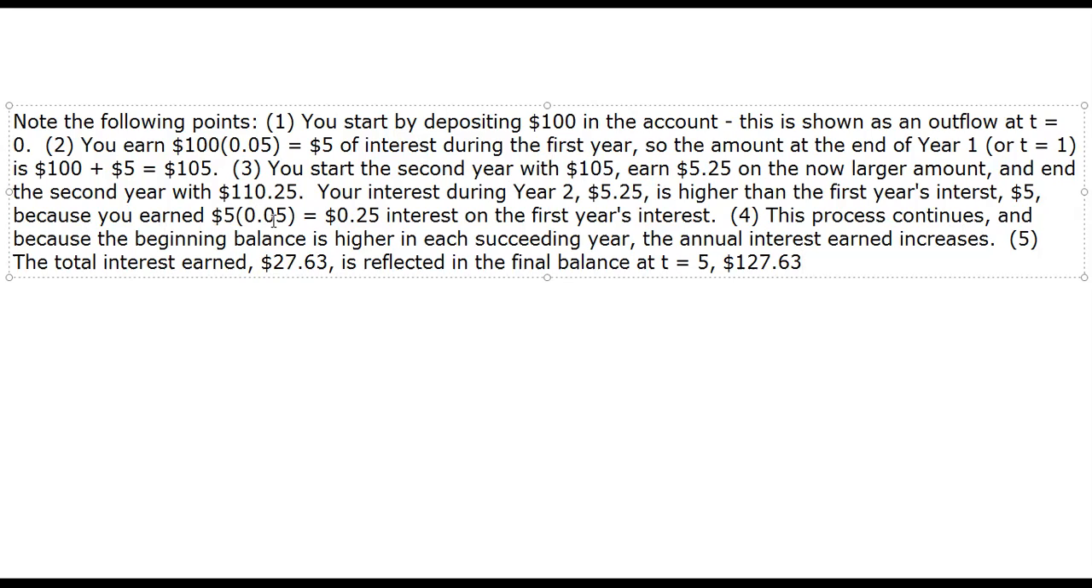This process continues, and because the beginning balance is higher in each succeeding year, the annual interest earned increases as well. If you add up all the interest earned on the timeline, you will end up with $27.63. All right. That is that for that.